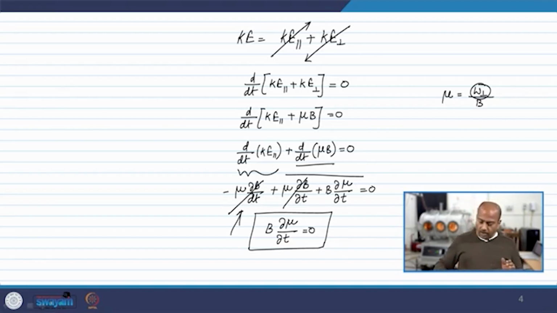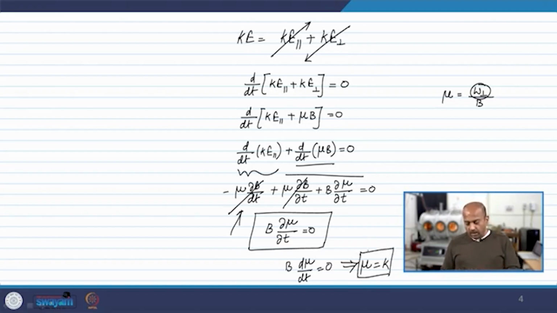So, as a result we have B dou mu by dou t, or d mu by dt. We have only one variable, so we can write it as B d mu by dt is equal to 0. What does it mean? It means that the magnetic moment will remain a constant. So, we defined the adiabatic invariant as a process in which the magnetic moment is held constant.